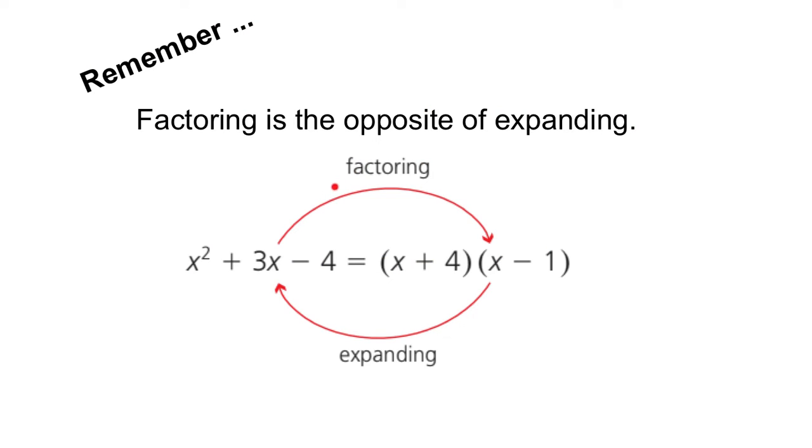We can think of factoring as the opposite of expanding. When we're expanding something like this, we do x times x, x times minus 1, 4 times x, 4 times minus 1, and we simplify it, and we get this as the answer. Factoring goes the other way. We're writing the expression as a product of its factors, x plus 4 times x minus 1.